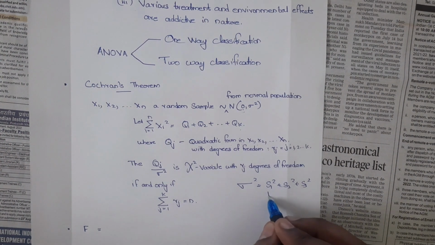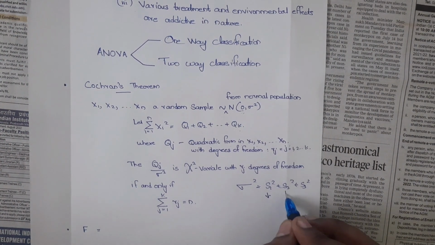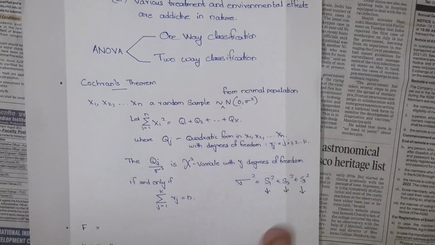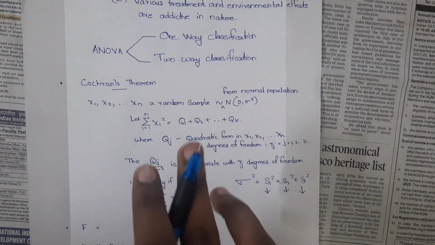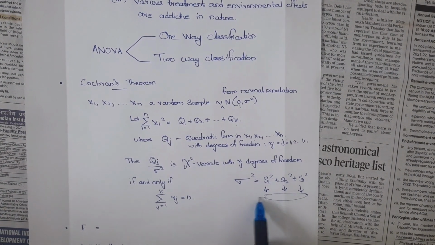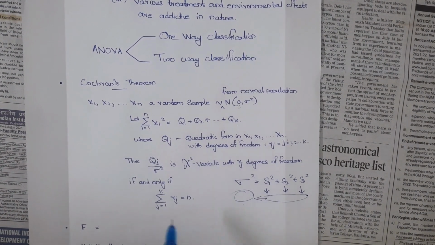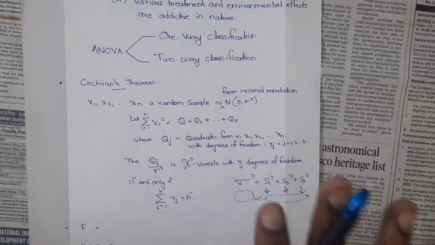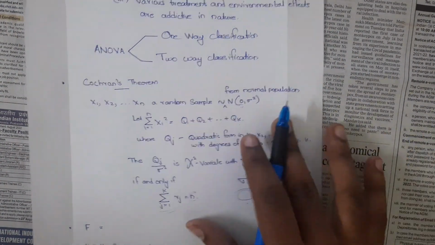In Cochran's theorem, we are saying that by adding these degrees of freedom, we must get the total degrees of freedom. The summation of degrees of freedom, we must get n, that is the total degrees of freedom. That's just Cochran's theorem. The summation of all the degrees of freedom must give the total degrees of freedom.